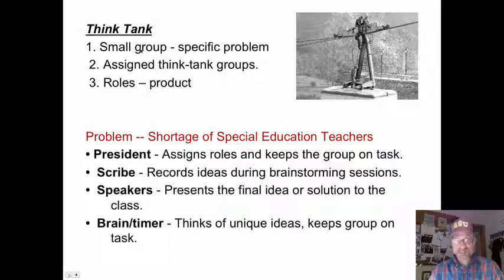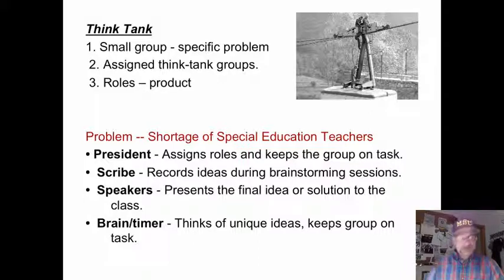The first one is the think tank within a classroom, a small group designed around a specific problem, either in the classroom or in society. It could be a real problem or an imaginary problem. Students are assigned think tank groups by the teacher. This could be a way to differentiate the curriculum. And you have specific roles. This provides structure like a cooperative learning activity.